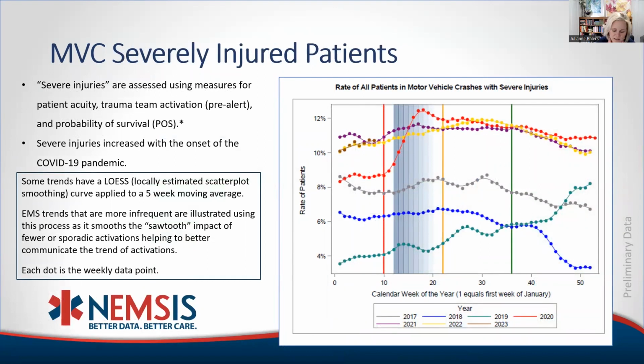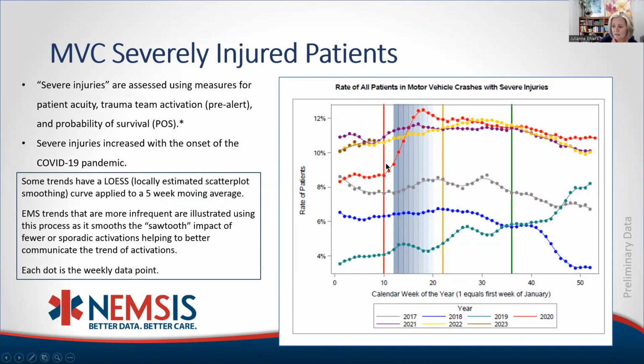Severely injured patients is another marker that's available in EMS data, not just identifying the quantity of response and the quantity of patients, but how badly injured are the patients that EMS is encountering. Being able to trend that again over time helps us to understand that MVC response isn't static. We see an increase in the severity of what's going on during those crashes.